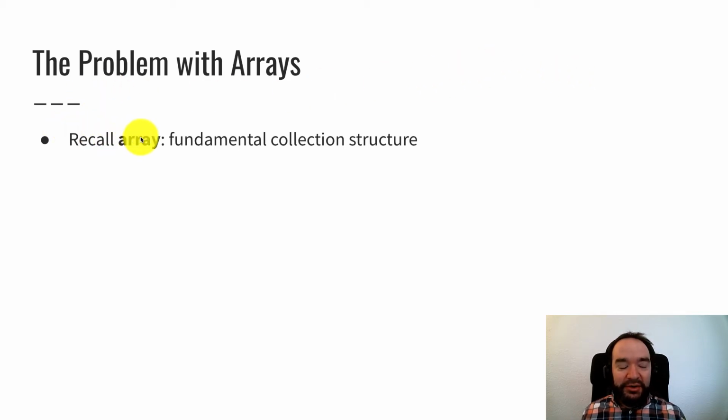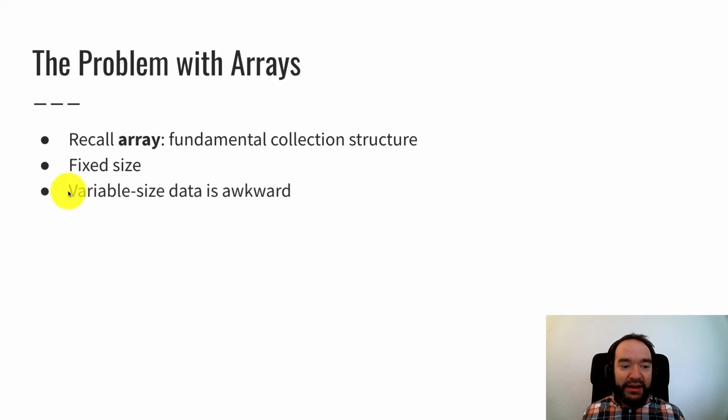So, remember the array, it's a fundamental collection structure. Pretty much every programming language has an array. It does hold multiple elements. So on that level, it works. However, the nature of an array is that it has a fixed size. When you create an array object, you have to say at that moment how big the array will be, and you're stuck with that. You can't change it.